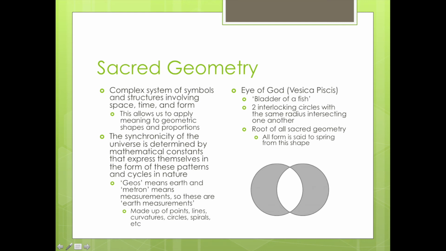So we have the eye of God, or the Vesica Pisces. It's sometimes called the bladder of a fish. It is two interlocking circles with the same radius intersecting one another. And it is said to be the root of all sacred geometry. All form is said to spring from this shape.